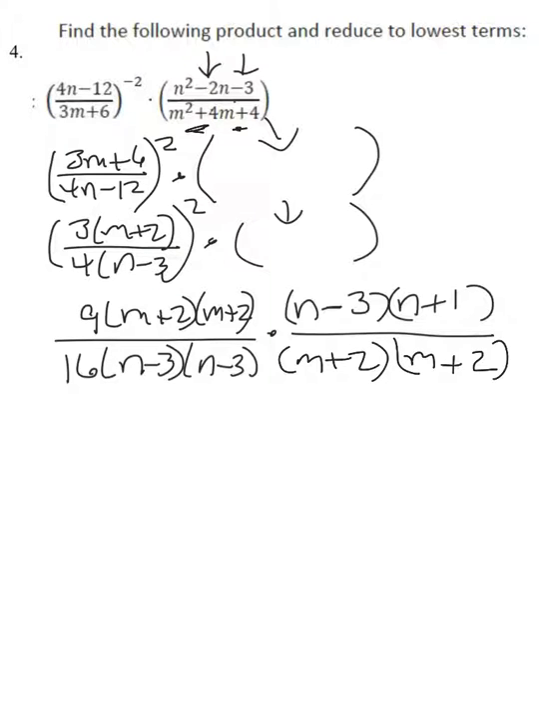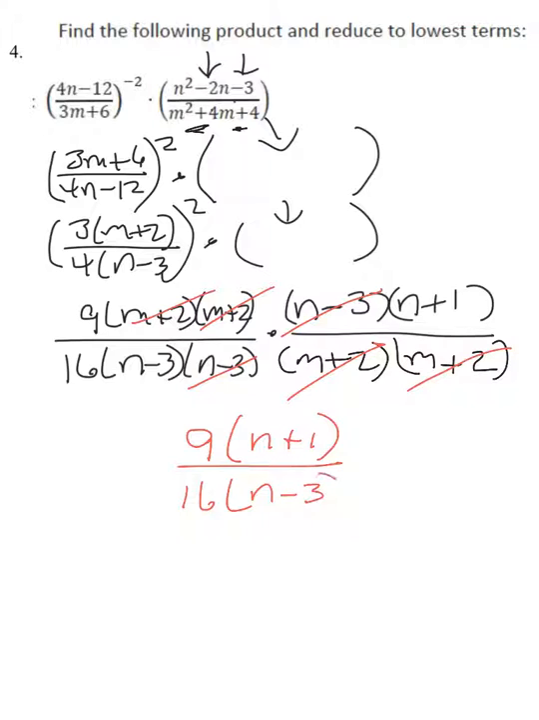So everything is now factored. What cancels? M plus 2, m plus 2. N minus 3's cancel. And this n plus 1 is not going to cancel with the n minus 3, and 9 is made up of 3 and 3, and the 16 is 4 and 4, so I can't cancel that. So when I'm done, I've got 9 times n plus 1 all over 16 times n minus 3. So that would be my answer as far as that goes.